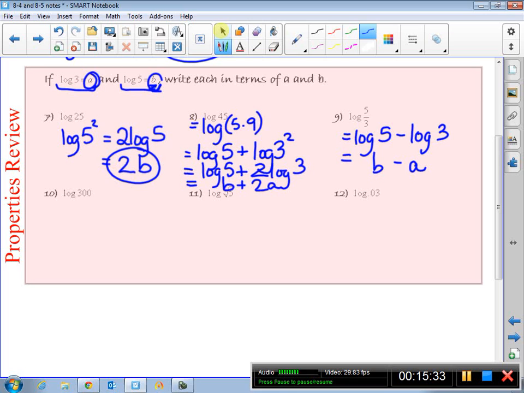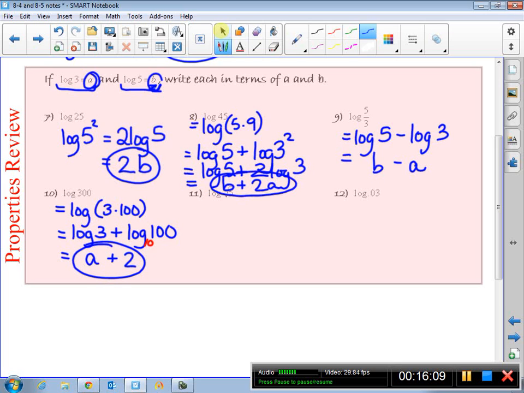Okay, let's do one more of these. Log of 300 looks good. I know 300 is 3 times 100. And I know the log of 3 is one of my givens. So that's log of 3 plus log of 100. A plus, it's base 10. A plus 2 from the very first page of notes. Okay, if you want to do any more of these, we can certainly finish them up in class or try them on your own.